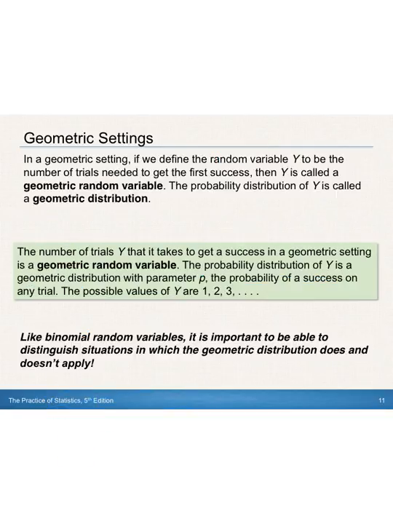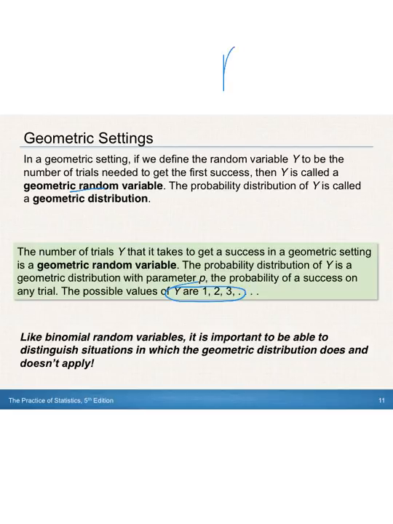So here we have just an explanation really quickly about it. You can read this as well as I, but I'll just go ahead and read it to you. In a geometric setting, if we define the random variable y to be the number of trials needed to get a success, then it's geometric. And the probability distribution is called a geometric distribution. The possible values of y are 1, 2, and 3. It takes 1 time or 2 times or 3 times.